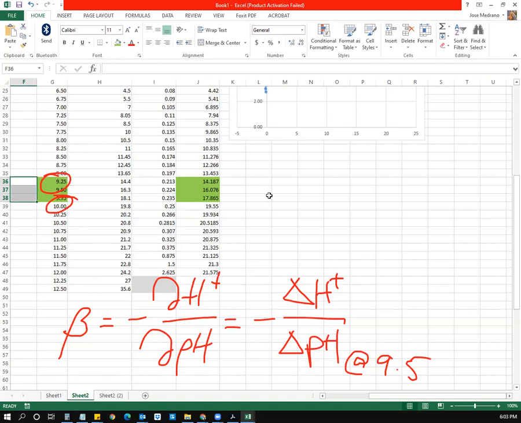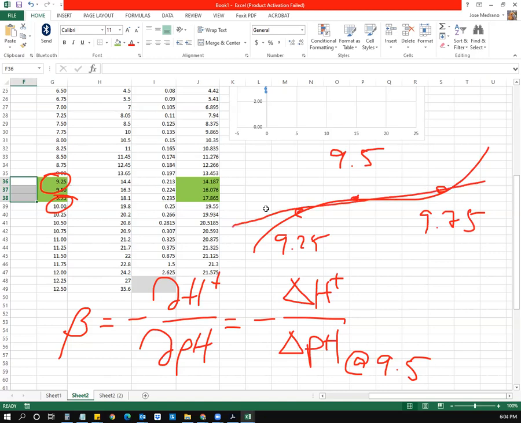And basically, I'll just draw it here. If we have our titration curve, and this is pH 9.5, and then 9.25 is over here, and 9.75 is over here, we can use this poor man's approximation and find the slope between these 2 points around 9.5 and get an approximation of what the buffer capacity is. So let's just go ahead and do that.